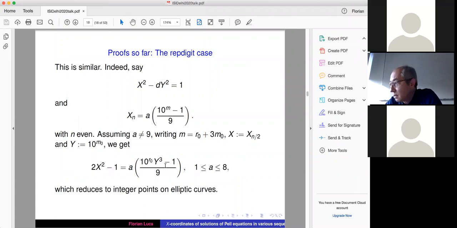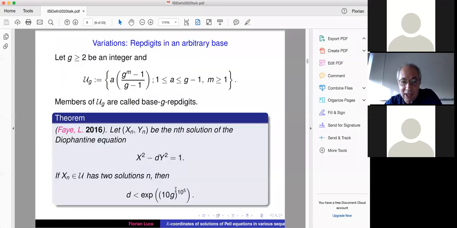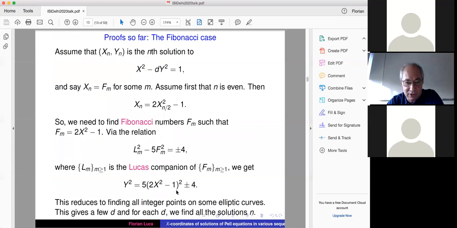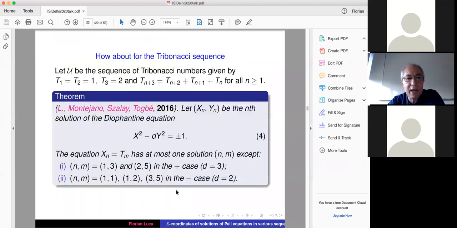And because of this bound, we can get these results. But this result, as I said, is impractical, and it came up exactly from applying Baker's theory for the case when n was even. Okay, so we have that.